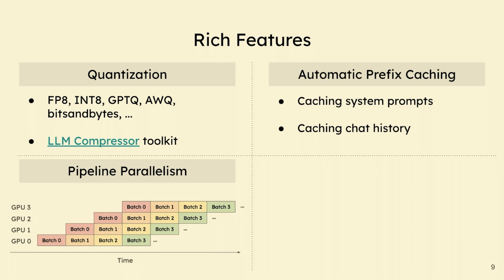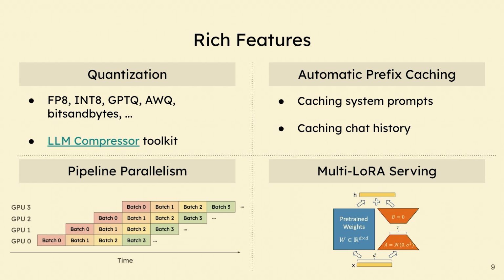We also support pipeline parallelism. Pipeline parallelism is important when the model is too big to fit in a single node, or you want to serve models on PCIe connected instances such as L4. And lastly, we also support multi-LoRA serving, so you can serve multiple LoRA adapters in vLLM. We can load those adapters to the GPU memory dynamically.